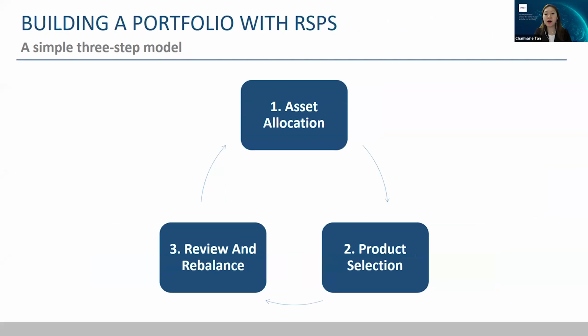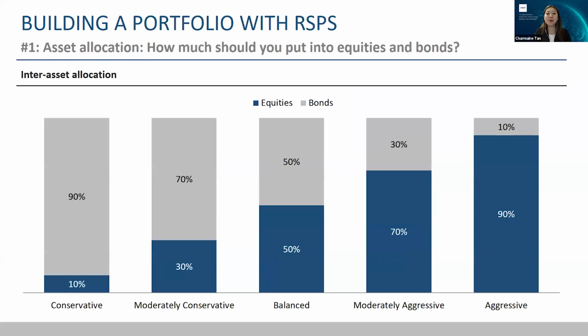Next, I also want to share how you can build your own investment portfolio from scratch using RSP. It's a very simple three-step process, which starts with asset allocation, then product selection, and finally a review and rebalancing of the portfolio. Okay, we will start off with the very first step, which is asset allocation. In this example, we use the two most common sets of asset classes, which are equities and bonds.